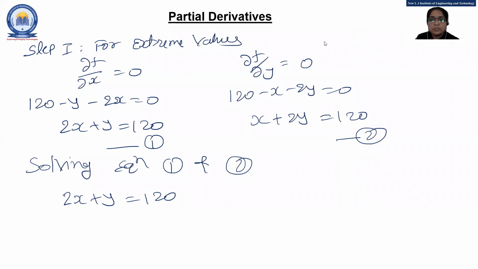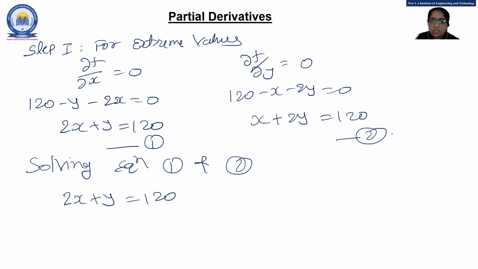Okay, Krupen. Yes, Krupen, now tell. Ma'am, x equal to 40 and y equal to 40. Yes, very good. 40 is the answer for both x and y.